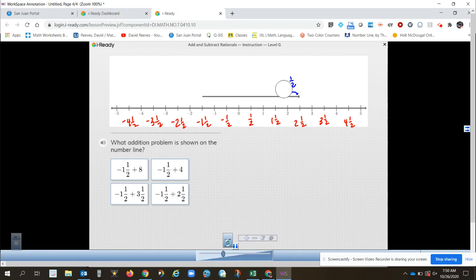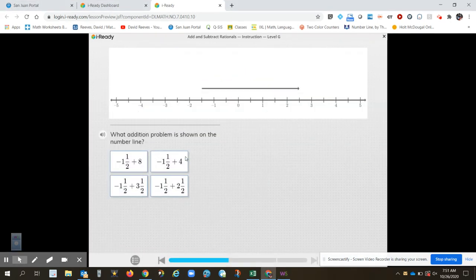Or another way to look at that, if we just jump in whole number chunks, from there to there is 1. From there, because 2 halves makes a whole, 2, 3, 4. So where did we start? We started at negative 1.5, which all of these do. How much did we go up? We went up 4. So this is the one that we're looking for right there.